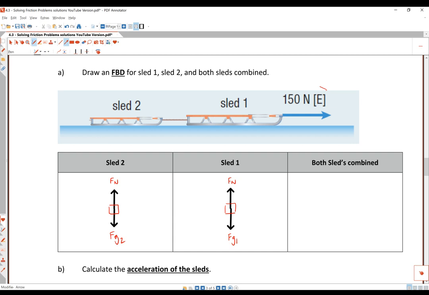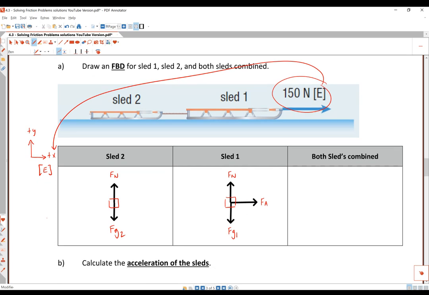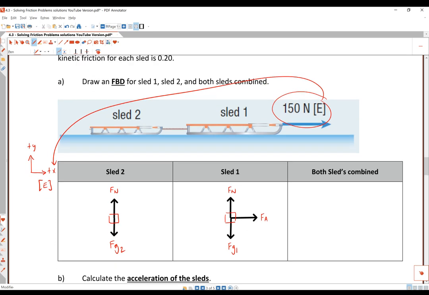Now, sled 1 is pulled. There's an applied force of 150 newtons to the east. So we're going to draw another applied force over here. We're going to label that F applied. When doing these type of questions, you want to try to denote which way is going to be positive and which way is going to be negative. So just to make it easier, we usually just do positive X to the right, and we can just do positive Y upwards, and since we have the direction east, we can just say that is our positive X.